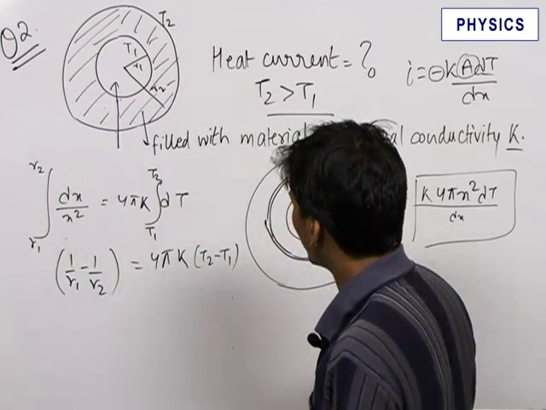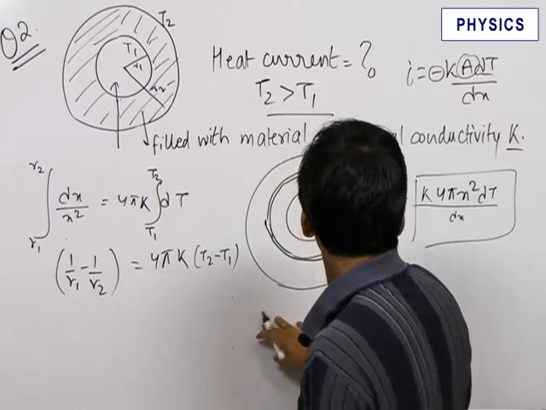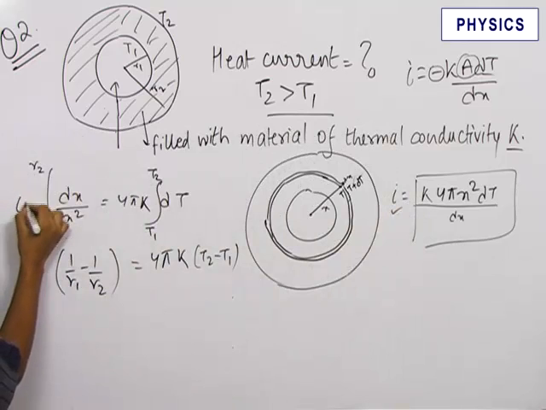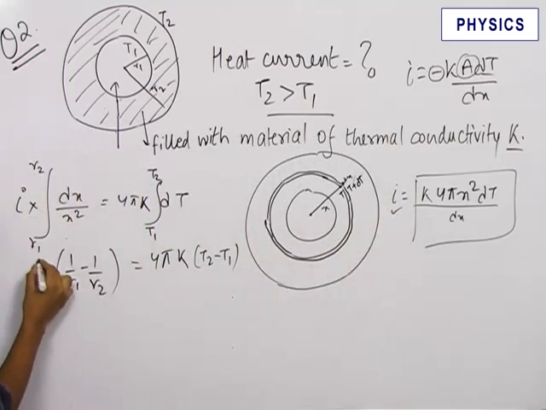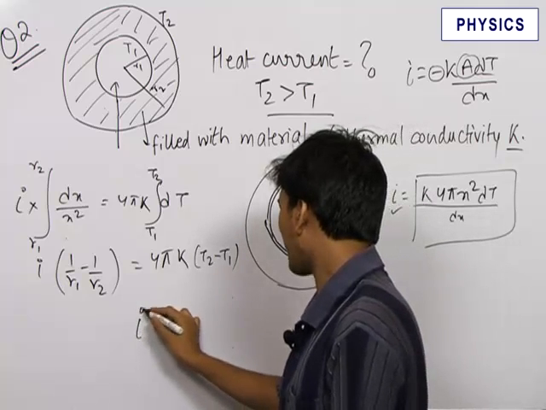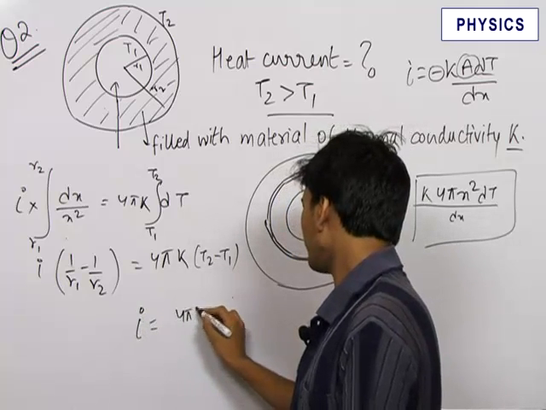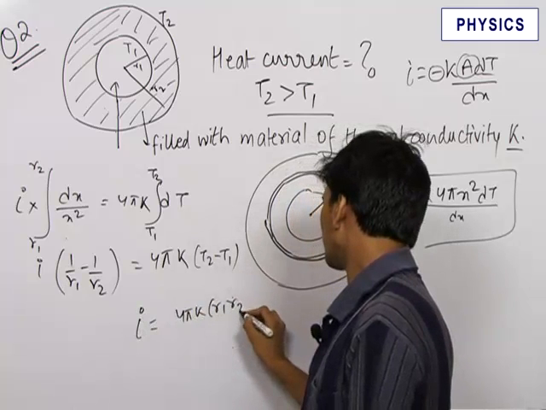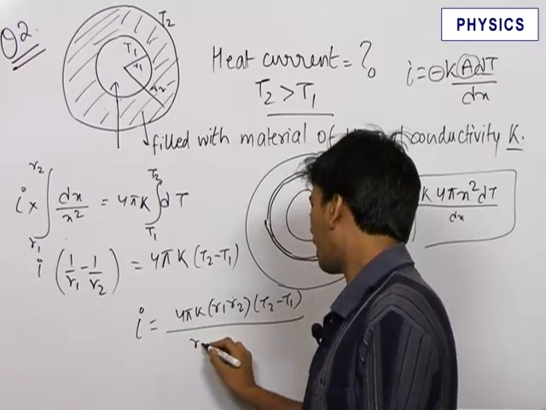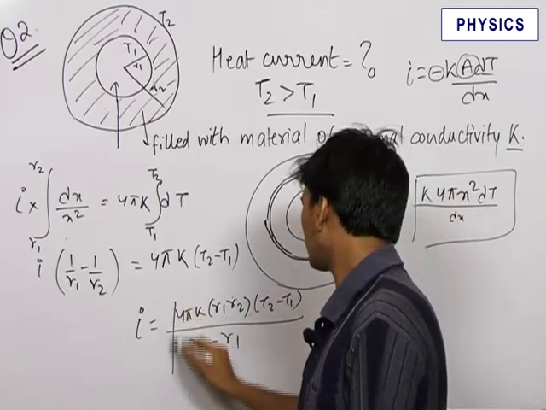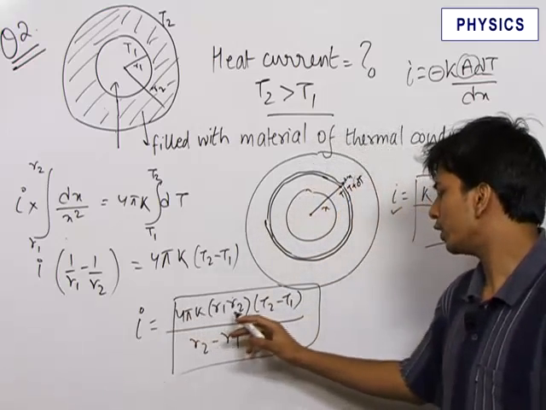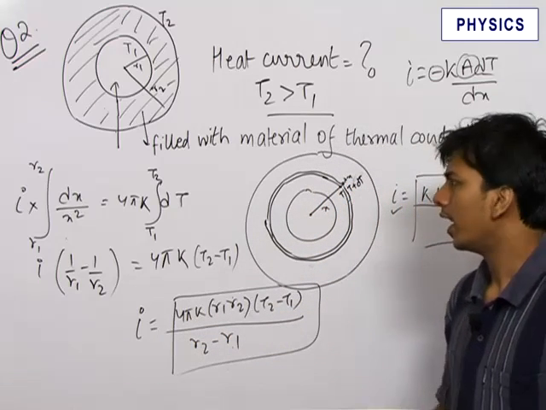Now we needed to find out the, sorry, I missed out on this term. Here we have an additional term of I into this. Therefore I into this is equal to 4 pi K into T2 minus T1. Therefore I can be written to be 4 pi K into R1 R2 into T2 minus T1 upon R2 minus R1. So the final answer for the heat current comes out to be equal to 4 pi K into R1 R2 into T2 minus T1 upon R2 minus R1.